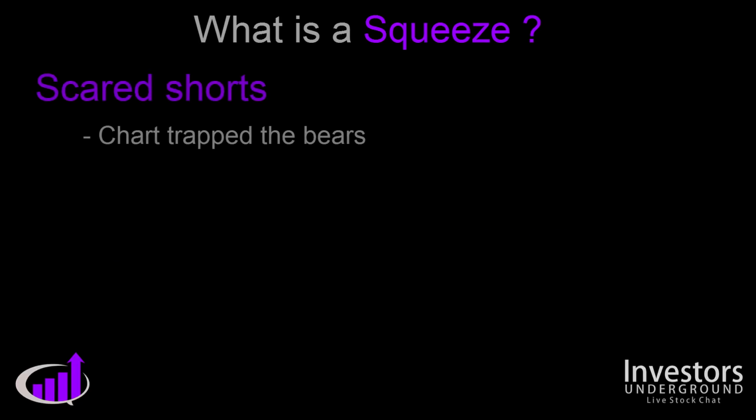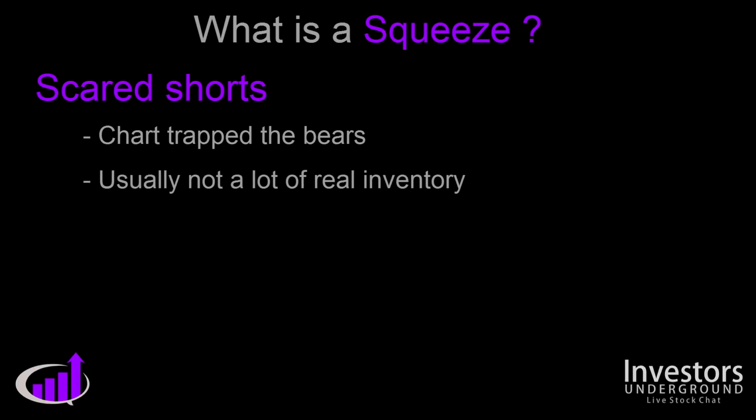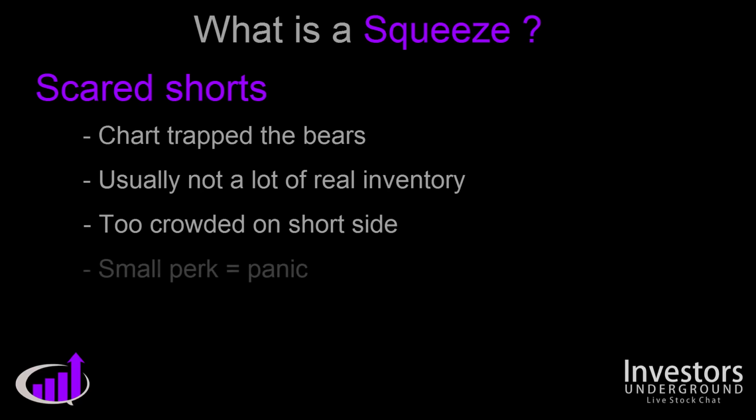So like I said earlier, it has to be a chart that has trapped shorts in it. And quite commonly, there isn't a lot of real inventory around. And I'm going to go into that point in a couple of slides when we go over float rotation. But commonly a squeeze happens on a chart that's very crowded on the short side. So if you see a lot of people touting this stock to go down, then it can be full of shorts. And sometimes the tiniest little perk can cause panic and fuel the next move up.